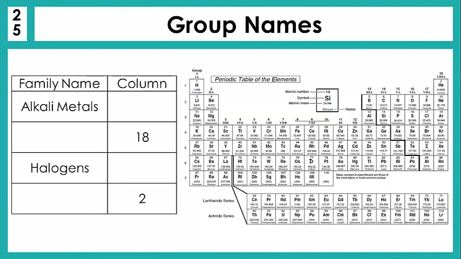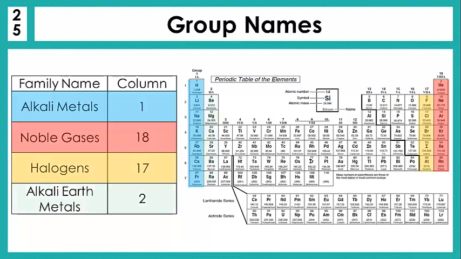25 is asking us about some group names. So alkali metals are going to be in column 1. Column 18 are going to be our noble gases. Halogens are right next to them in column 17. And alkaline earth metals are in column 2 next to the alkali metals.